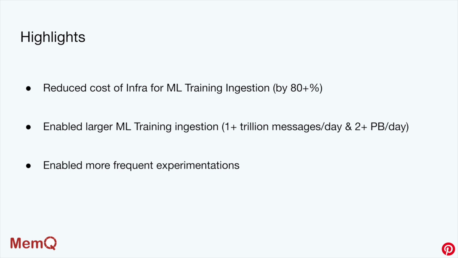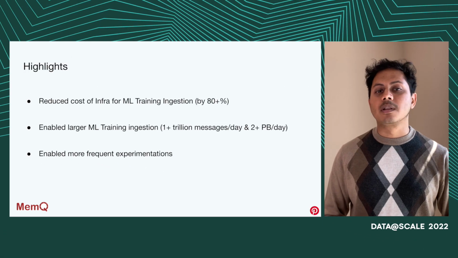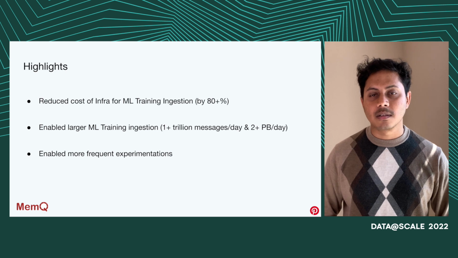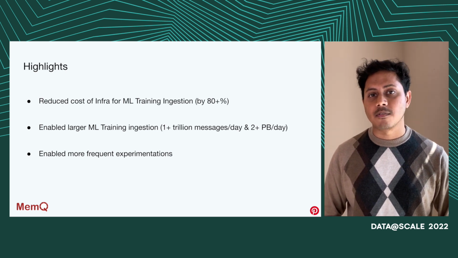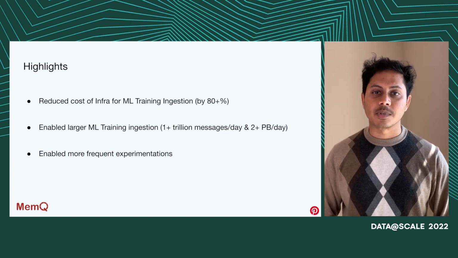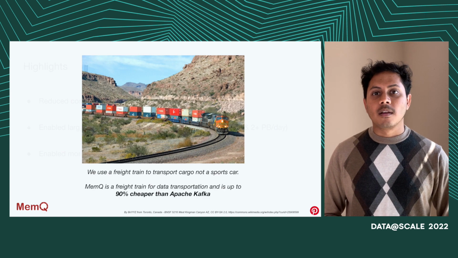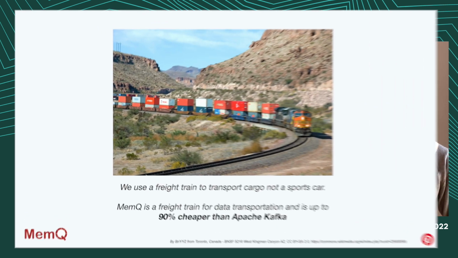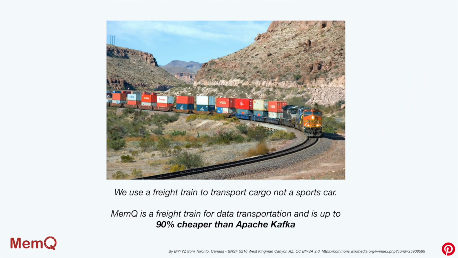What are the highlights out of this? Well, we reduced our cost for machine learning data transportation by 80%, enabled large-scale ML training ingestion by allowing more experiments from application teams and being able to use higher sampling rates for capturing training data. When comparing MemQ to Kafka, it's like comparing a freight train to a sports car. You use a freight train to transport cargo, not a sports car. MemQ is able to save over 90% cost over Apache Kafka while transporting data.